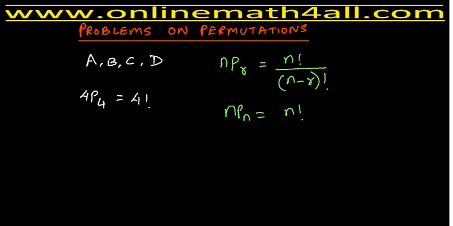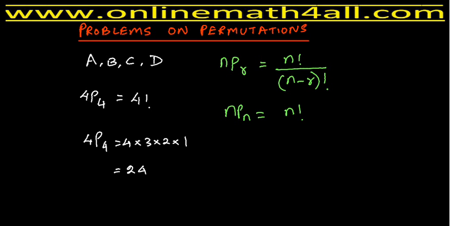So in our next step we can calculate the value of 4 factorial, that is nothing but 4 times 3 times 2 times 1. So 4 times 3 will be 12, 12 times 2 will be 24. So we can form 24 new words with the letters A, B, C, D.